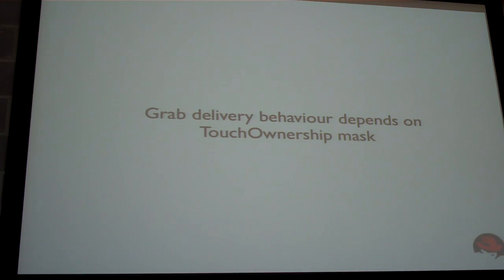For grabs, I don't know how much of you have dealt with grabs actively. If you've written a toolkit, you've probably had several hours of swearing at grabs at various stages. Grab delivery behavior for touch events depends on the touch ownership mask. So that's that fourth event I mentioned before. For most applications, you never have to worry about it. Toolkits don't necessarily have to worry about it. GTK, for example, lives quite happily without it. Is that right? Yeah. But if it's there, you can use it.